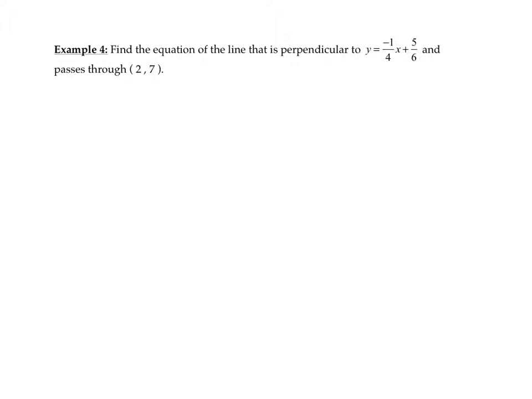In our final example, it says we want to find the equation of the line that is perpendicular to the line y equals negative 1/4 x plus 5/6 and passes through the point (2, 7). So our two clues in this case are the fact that we have a point with an x and a y value, and our line is going to be perpendicular to this given line. Perpendicular lines have slopes that are negative reciprocals. So the slope of our original line is negative 1/4. The slope of our new line would have to be the negative reciprocal.